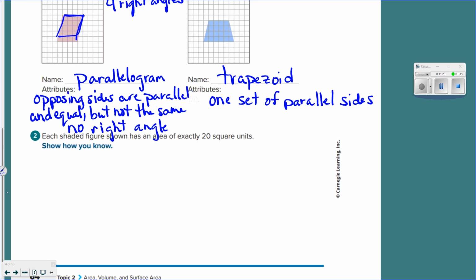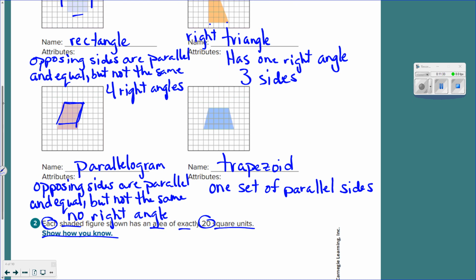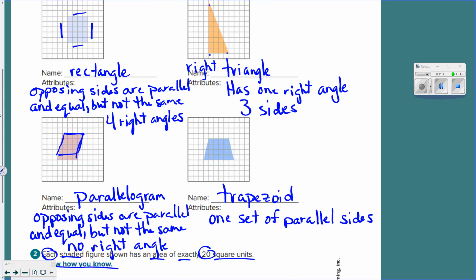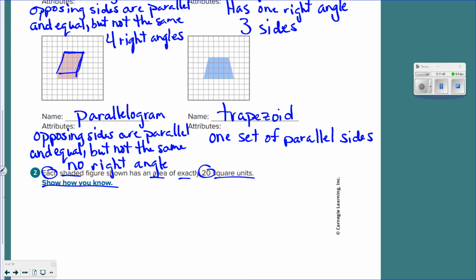Okay, so now that we've done that, each shaded figure shown has an area of exactly 20 square units. Show how I know that. So if I look at this first one, this one would be the easiest because I could literally just count the squares, right? If I counted them, I would see this one goes four across, five tall. So you could count the squares.